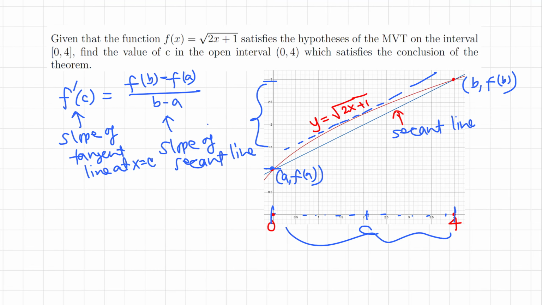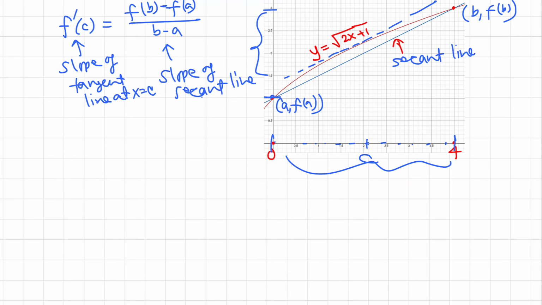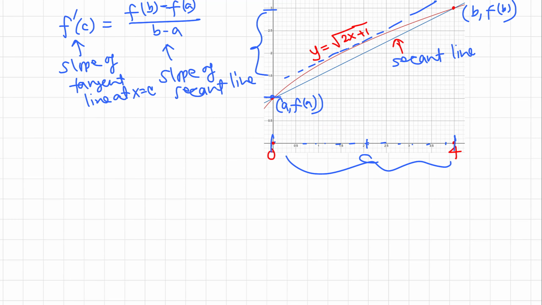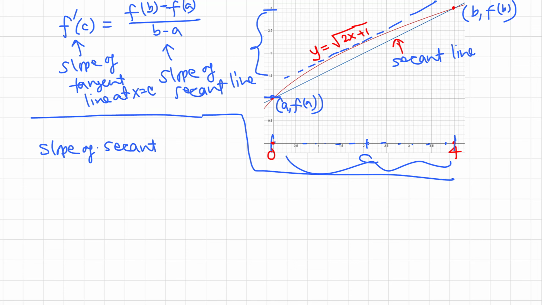Okay, this is all optional. Whenever we find a mean value theorem problem, all we have to do is find the slope of the secant line, find the slope of the tangent line, which is finding the derivative, then set them equal and find the value of c. Okay, let's find the slope of the secant line first. You can just think of this as the total work for this problem.